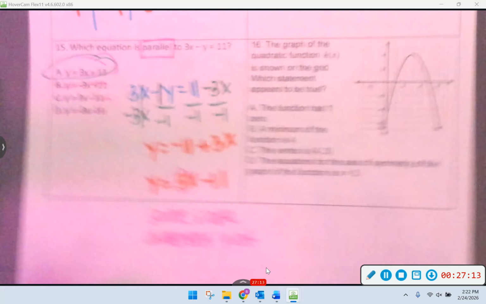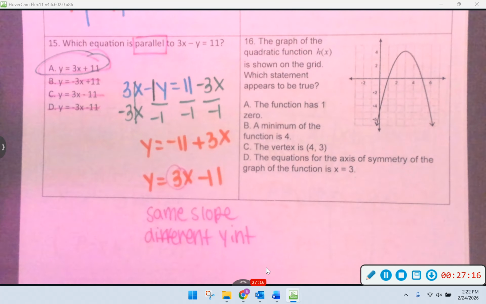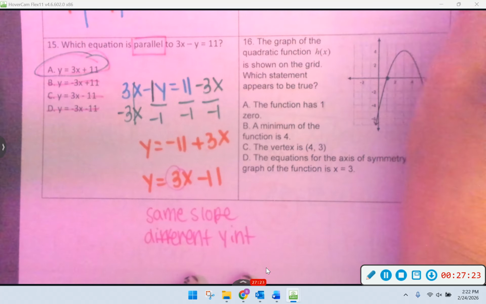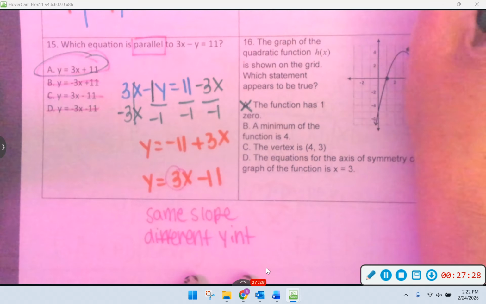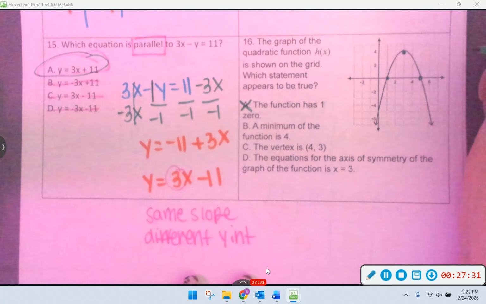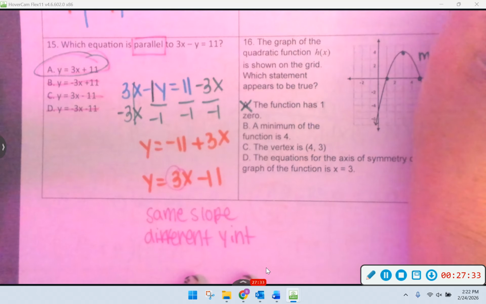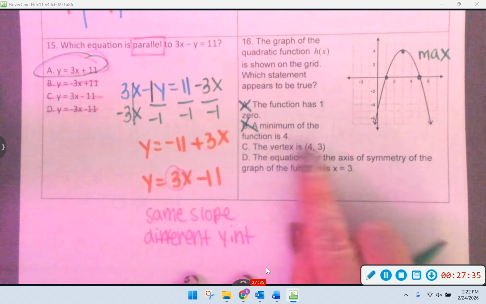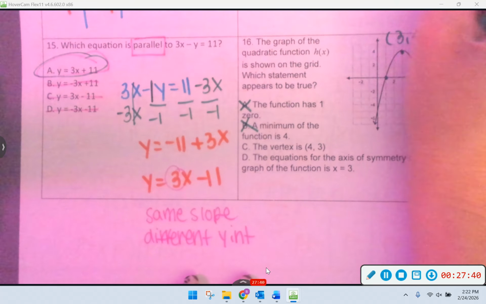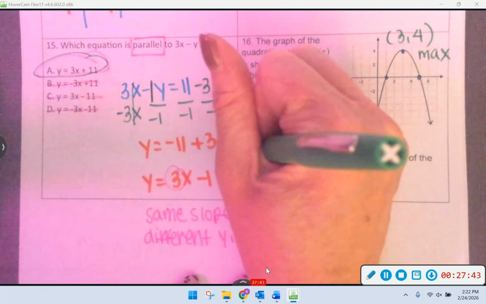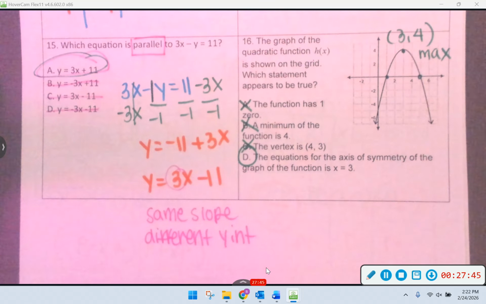All right, last question. The graph of the quadratic function h of x is shown on the grid. Which statement appears to be true? The function has 1 zero. We have 2 zeros. Not going to work. A minimum of 4. This is going down like a frown, so we have a max, not a min, so that's not going to work. The vertex is 4, 3. This vertex is 3, 4. So that means the answer has to be D. The equation for the axis of symmetry of the graph of the function is x equals 3.